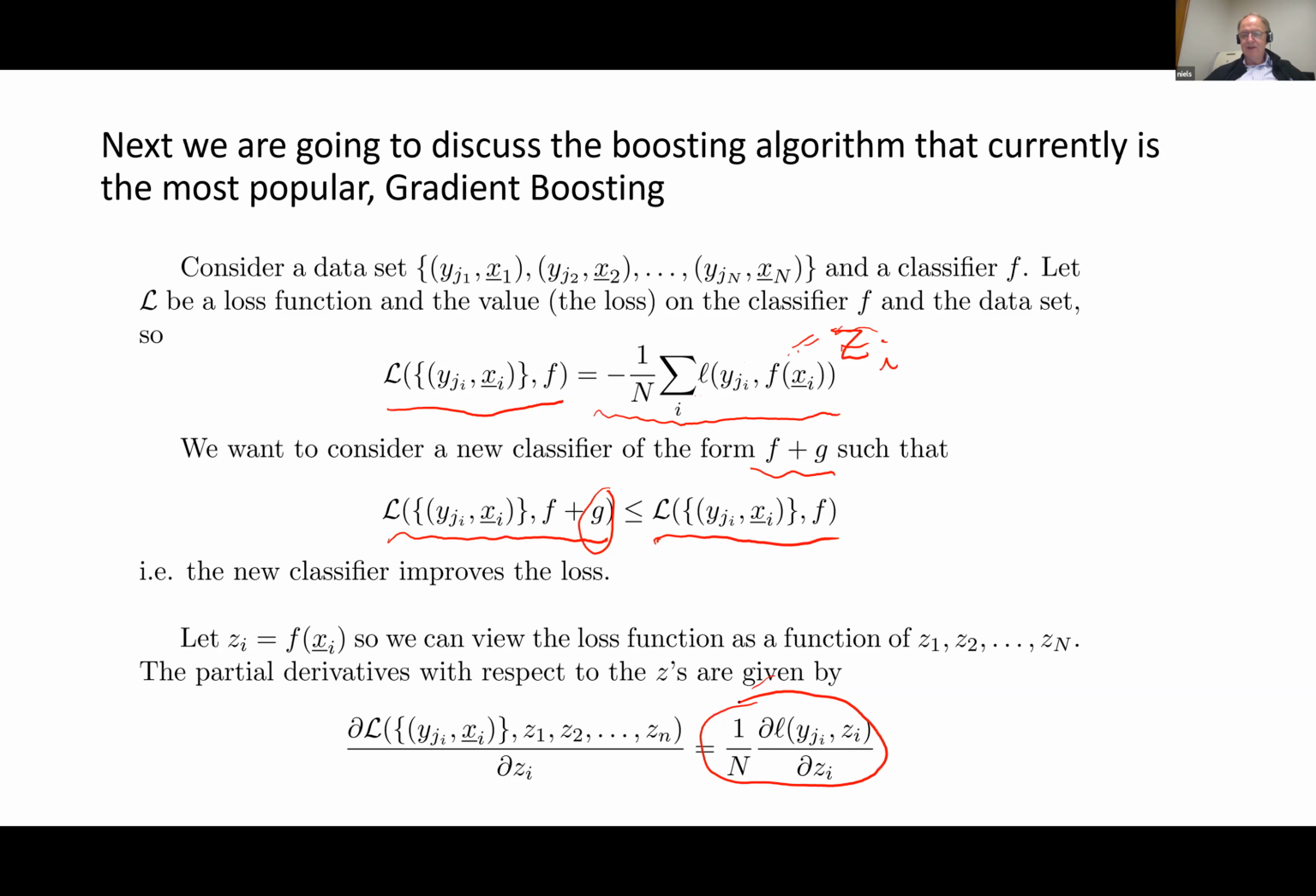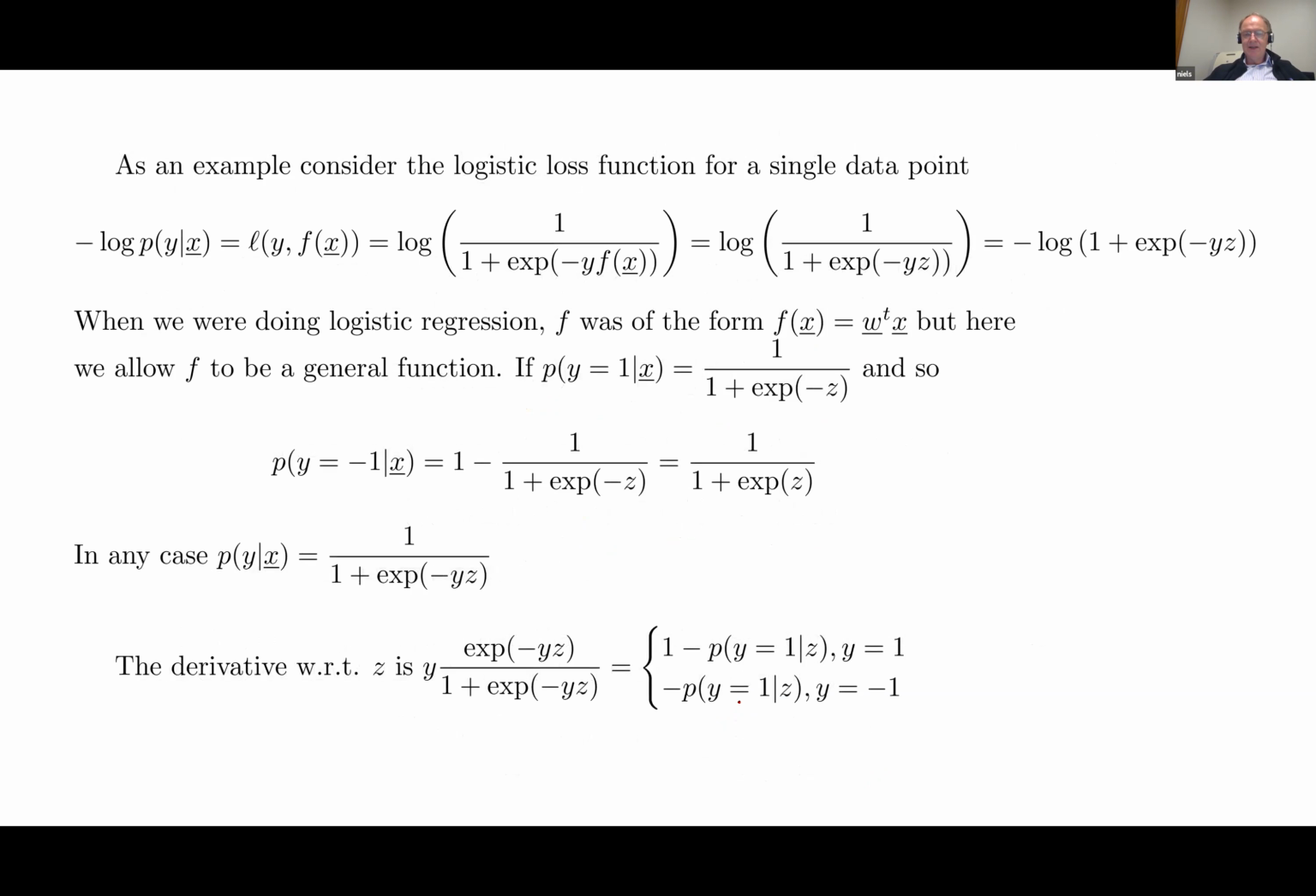Exactly. So let's just try an example here and see how this works. So here I'm looking at the logistic loss function, and I have just a simple data point. So I have some classifier, I don't know what it is, just some classifier f, and I look at the loss function here, and so it's minus log of this probability, which is given by the logistic function. So this little loss function here is given by this.